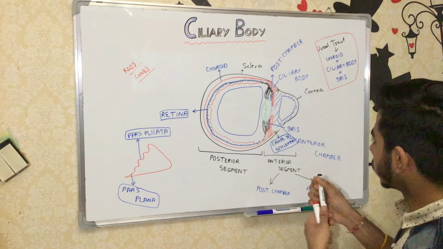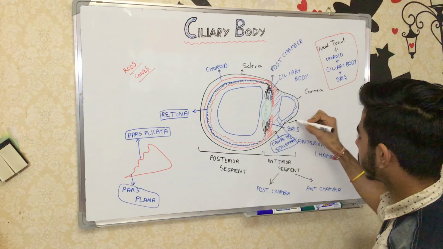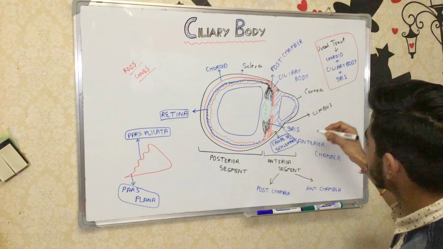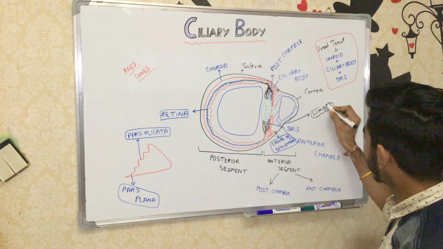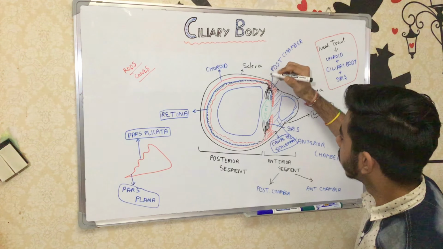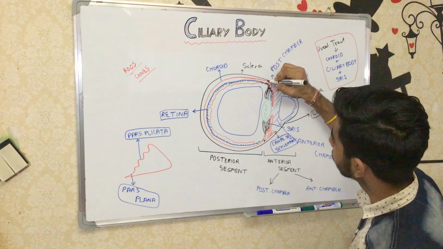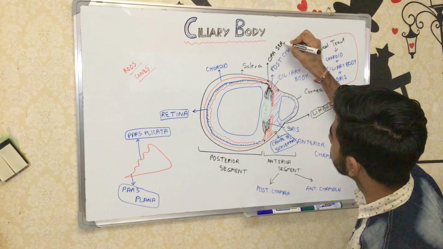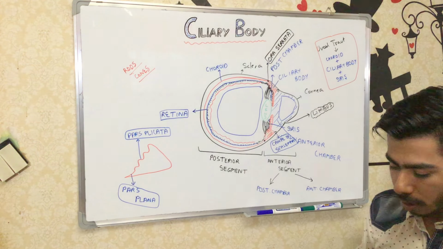Actually, the portion between the sclera and the cornea, I've talked about this earlier also. This portion is called the limbus, which is the corneoscleral junction. And the junction between the choroid and the ciliary body, which means I'm talking about this junction on both the sides, right? This junction, we call it the ora serrata. On both the sides, of course.